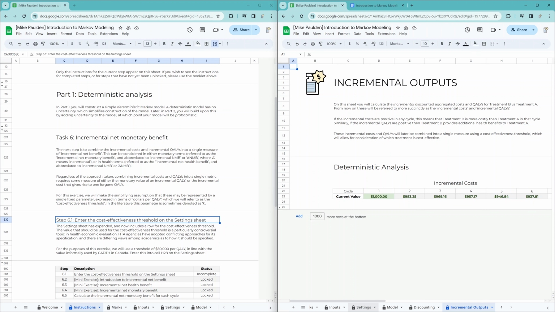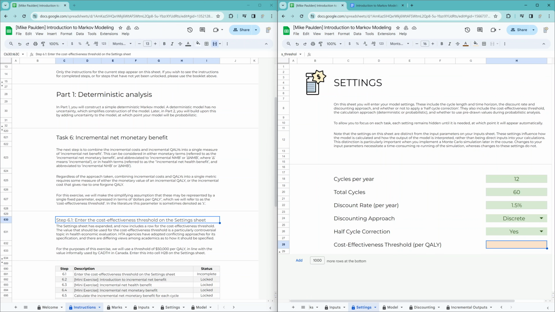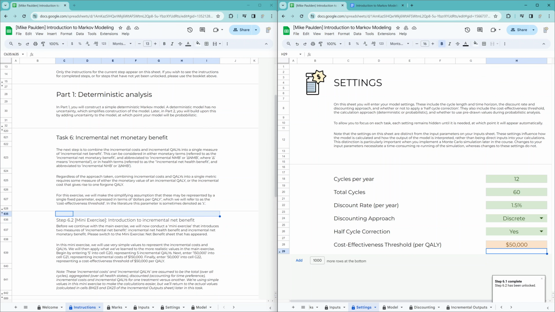We're going to go to the setting sheet and we're going to enter the standard cost effectiveness threshold that is used in North America. It's used by CADTH here in Canada, which is $50,000 per QALY. So type in 50,000. And it'll take a few seconds for the spreadsheet to recalculate, and then it will mark this as correct. So that's step 6.1 complete.